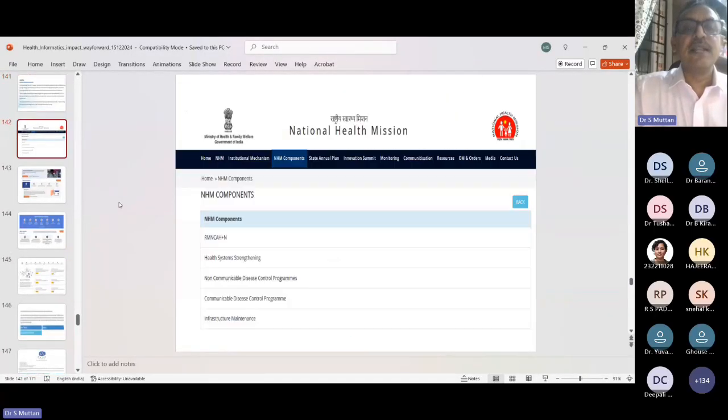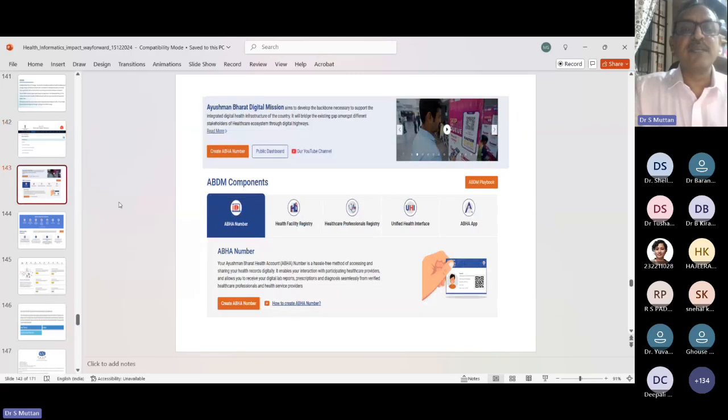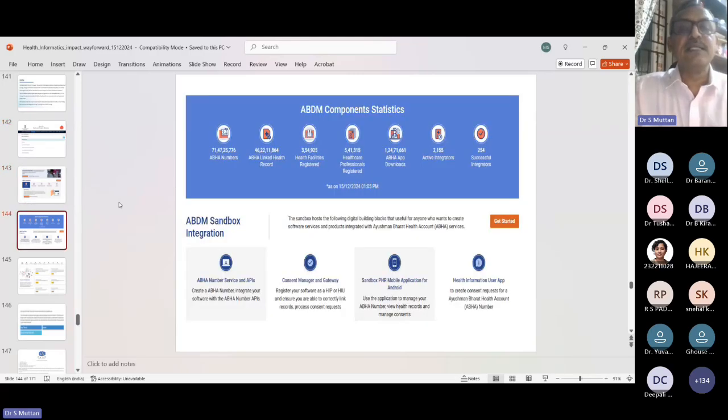So, National Health Mission components, ABDM components, HABA number, and the registered 71 crore, etc., all the statistics, are available on the website of the ABDM sandbox model. They have given some standards, and my humble request to all of you is that whatever healthcare system software you develop, check that it is compatible with the recommendations of sandbox integration. This is very important.